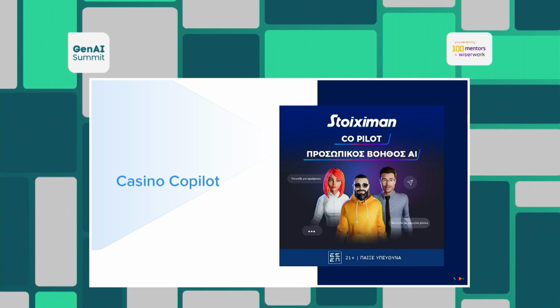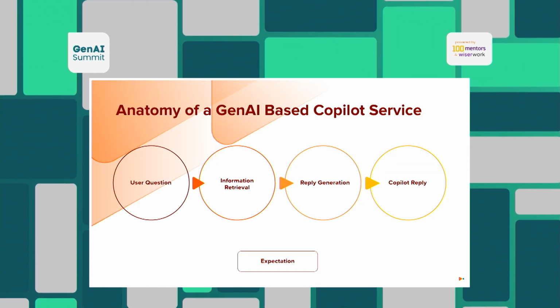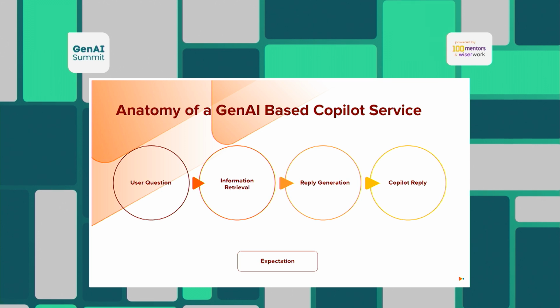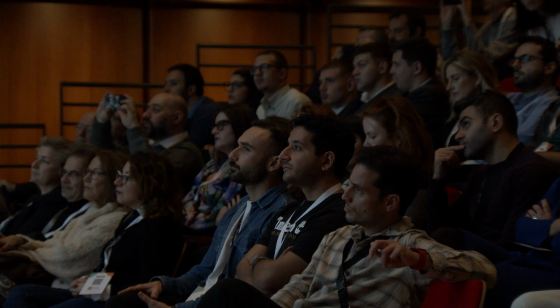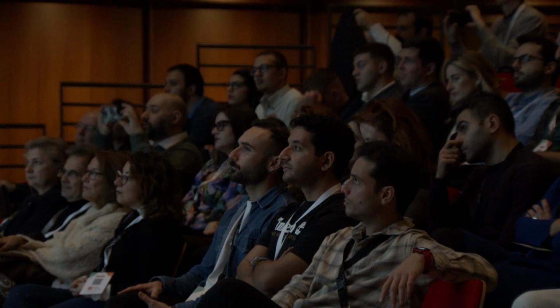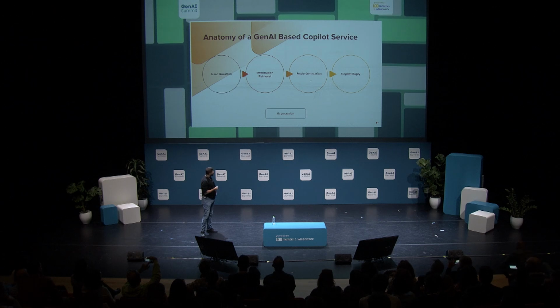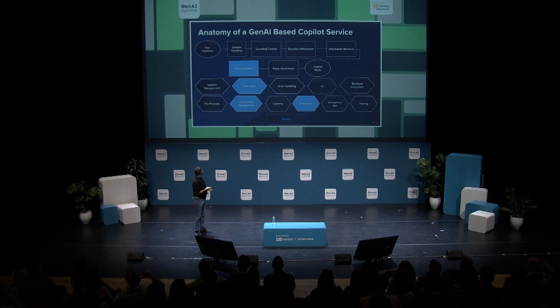And typically, going behind the scenes of such a system, the expectation is that you've got something like this. You've got your user question that the customer is going to ask. You use some information retrieval to get the relevant information. Then you use the LLM to generate a reply. And finally, you send that reply back through the Copilot to the customer. The reality, though, is a bit more complicated.